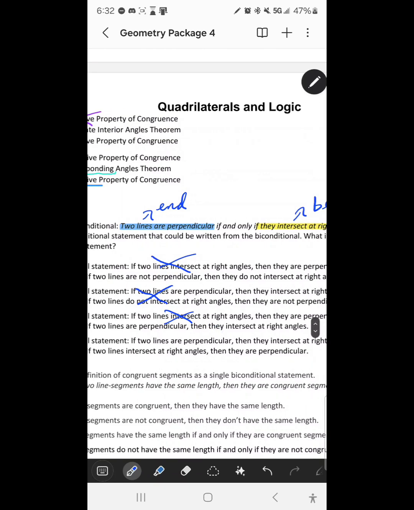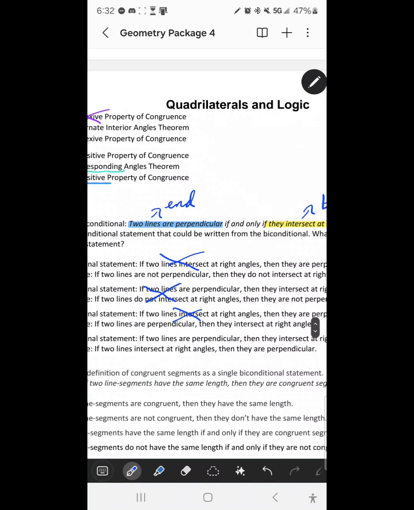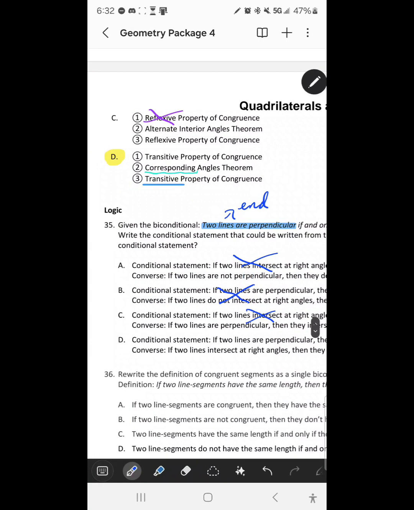So if two lines intersect at right angles, okay, that's our beginning for the converse. Then they are perpendicular, that's our end. And this is what we're looking for.